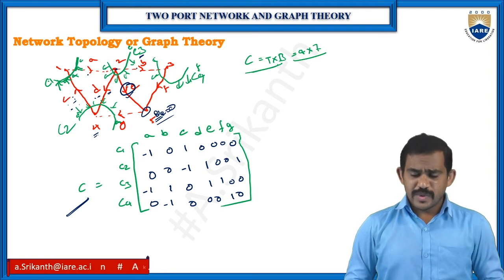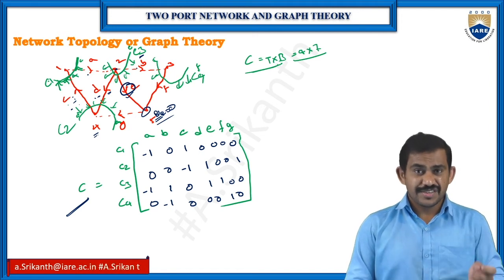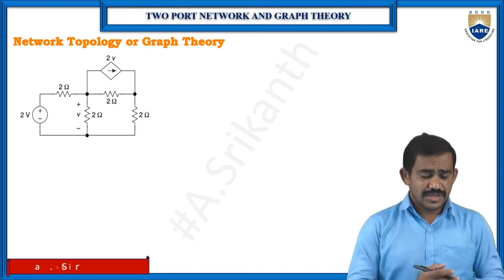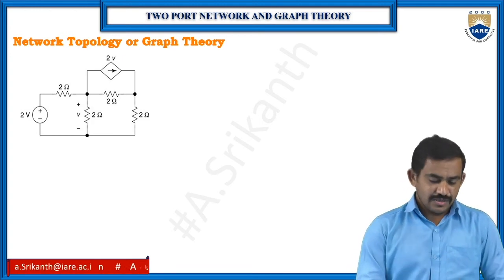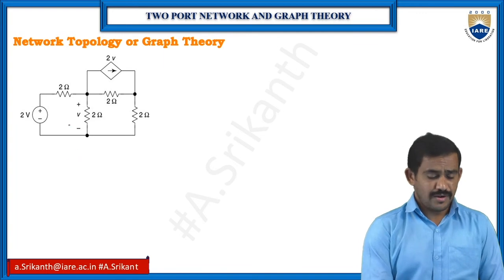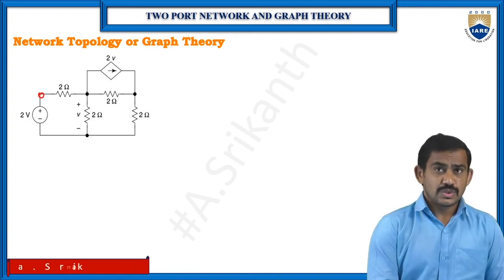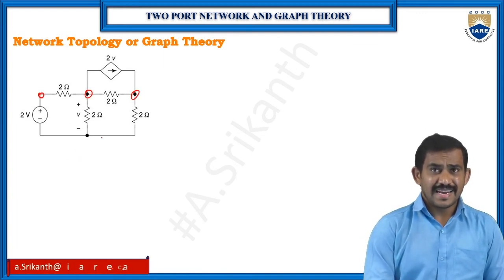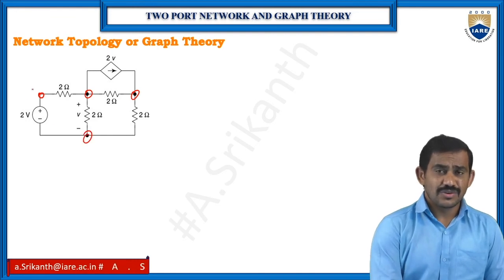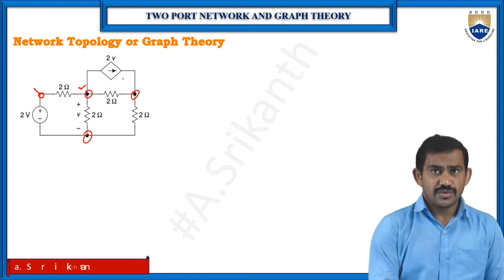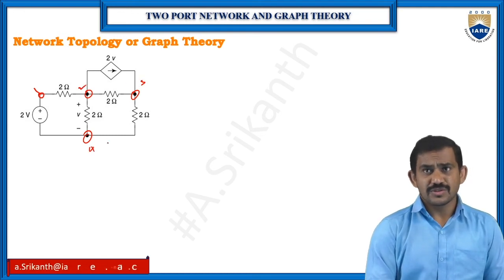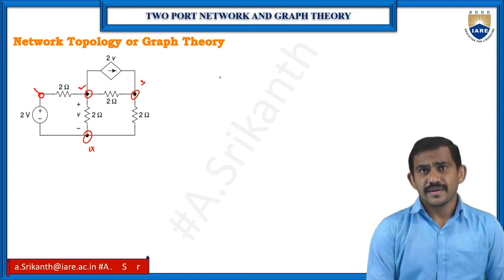For a particular circuit, if you want to find out the ABC matrix, it is a small process. So let us go for one more circuit. Here I have one more circuit, and for this circuit I want to draw the original graph. How many nodes do we have? 1, 2, 3, and 4. If you consider these as one node, no problem. If you do not consider, also no problem. Here we have nodes 1, 2, 3, and 4.